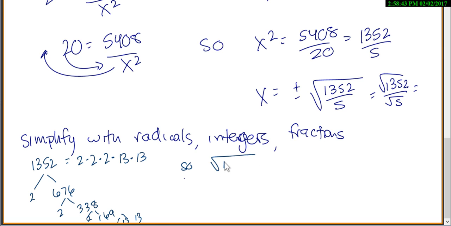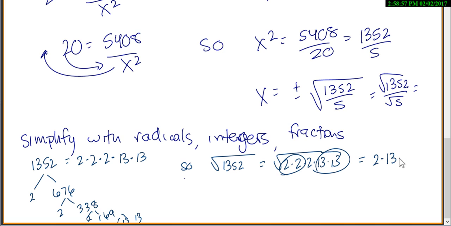So the square root of 1352 is equal to the square root of 2 times 2 times 2 times 13 times 13. And so one of these 2's can come out and one of these 13's can come out. So we'll have 2 times 13 times the square root of 2, or 26 square roots of 2. Okay. So this back up here is currently 26 square roots of 2 over the square root of 5.